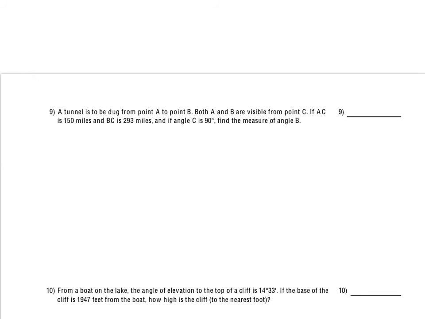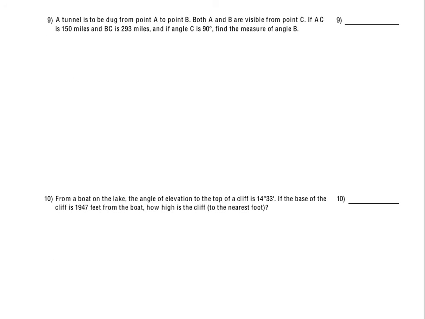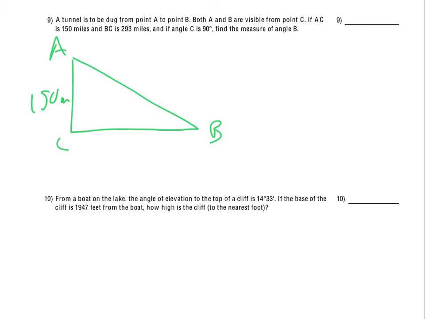Certainly a diagram would be helpful for this one. So they want to dig a tunnel from point A to point B. A and B are both visible from point C. If AC is 150 miles and BC is 293 miles, and if angle C is a 90-degree angle, find the measure of angle B. So they actually want the measure of angle B this time.